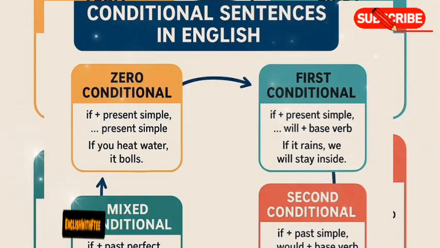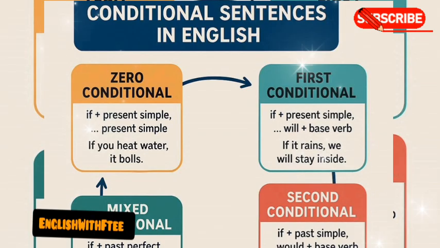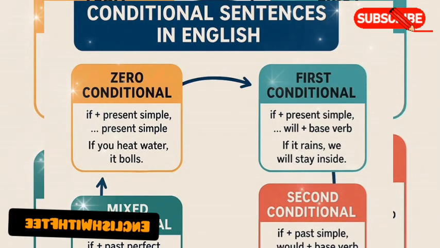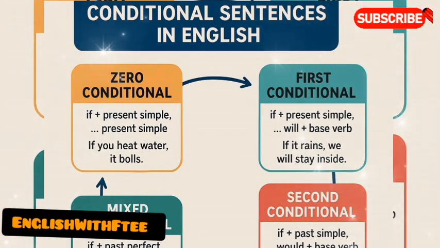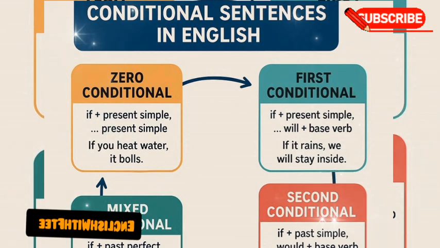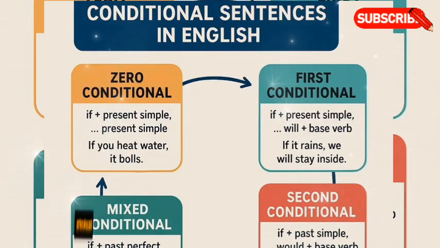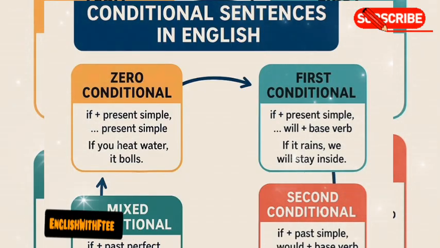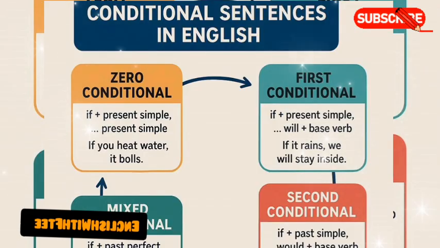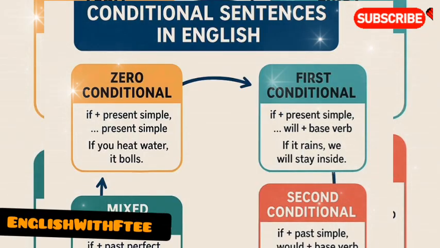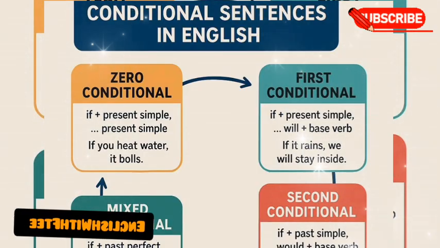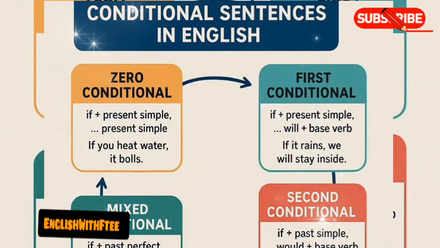A conditional sentence has 2 parts, the condition and the result. The condition usually starts with a word like if or unless. The result tells us what happens if the condition is true. Do you know that there are 4 main types of conditional sentences? Each type helps us talk about different kinds of situations.